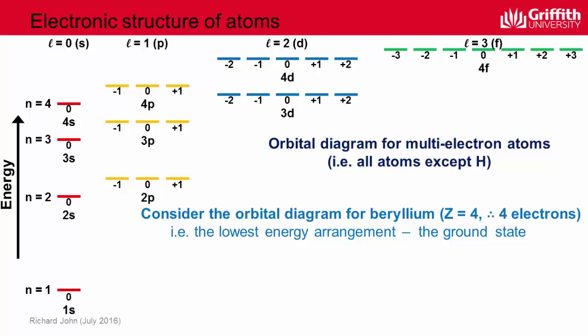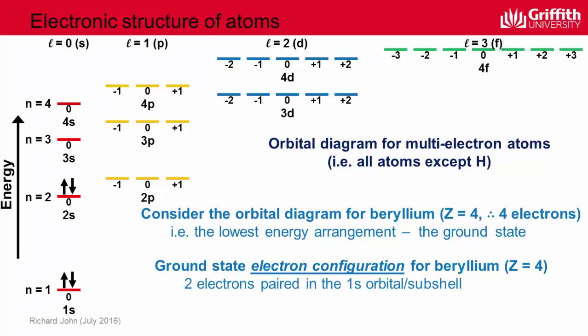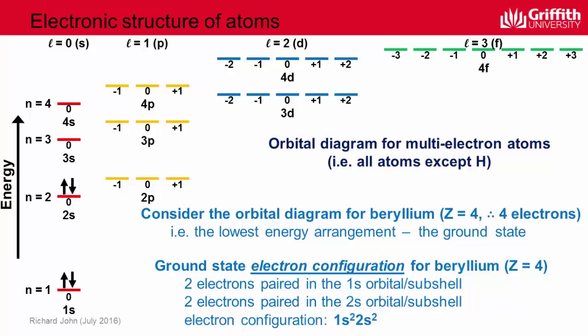So let's go to atomic number 4, beryllium, which has 4 electrons in its electron cloud. And we can place 2 of those 4 electrons in the lowest available energy orbital, and then we place the next 2 in that 2s orbital, again with spins paired. So if we look at the ground state electron configuration for beryllium, we see that we've got 2 electrons paired in the 1s subshell, or 1s orbital, and we have 2 electrons paired in the 2s subshell. And so we can write an electron configuration 1s2, 2s2 in this case.